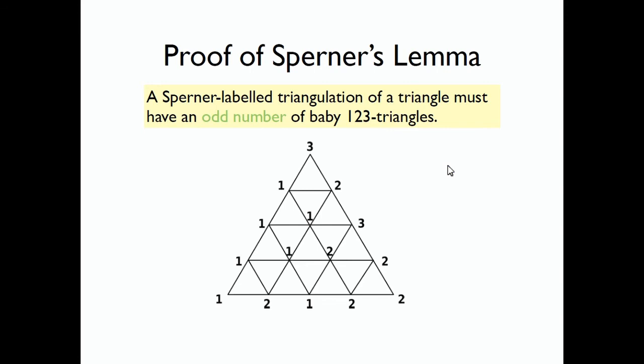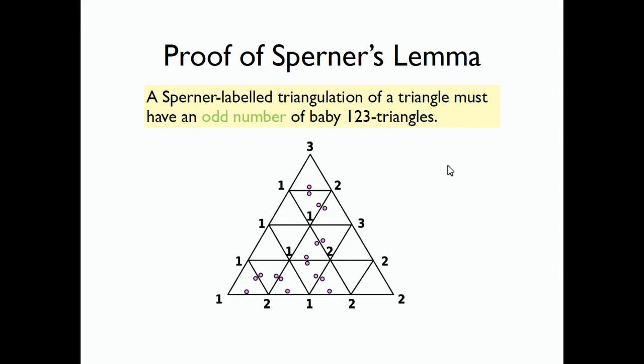Okay, so let me now show you how to prove Sperner's lemma. And this is Sperner's lemma in two dimensions. Okay, so I've just described this for you. 1, 2, 3, and then twos and threes along the 2, 3 side, etc. Okay, so how can you prove this? Well, here's one way to prove it.